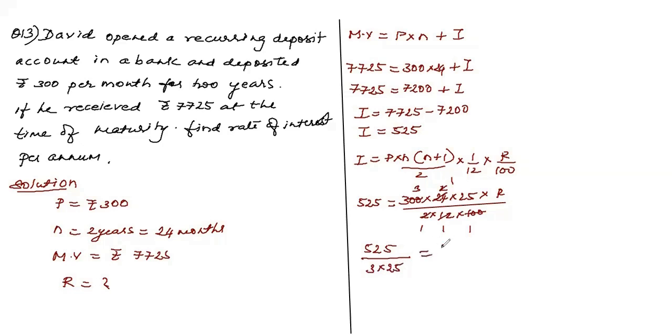This 3 into 25, just bring it down. 3 goes in 3's table. 3 ones are 3. 7 threes are 21. 15, 5 fives are 25. Got it? And please have a look here: 7 twenty-fives are 175. So R is 7%.